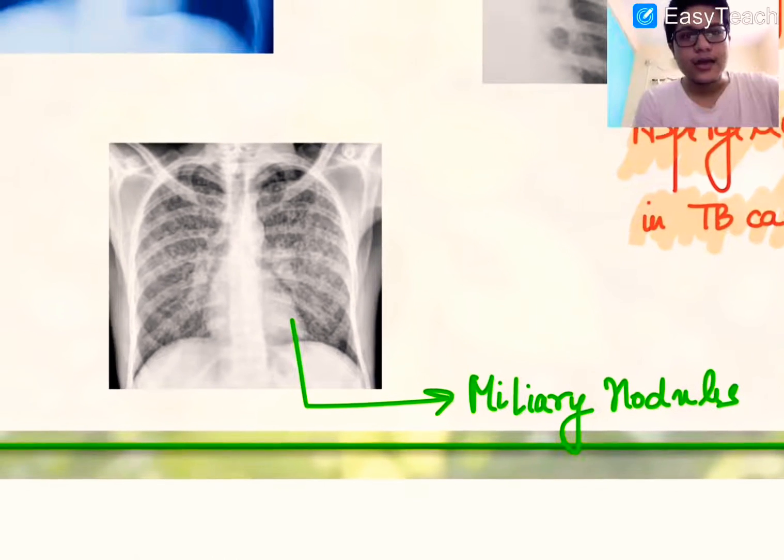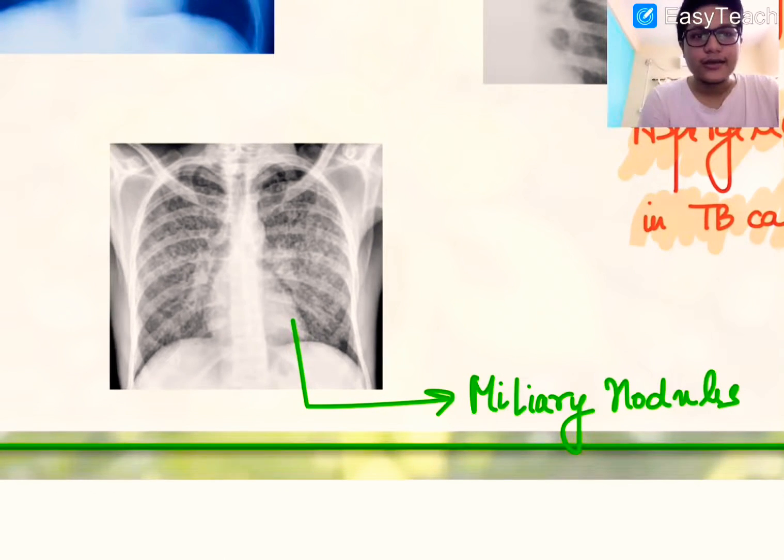Okay, and this is radiological evidence of miliary tuberculosis. You can see the numerous nodules over here spread throughout the lung. There may be evidence of it in other organs as well. Okay, so this is a typical radiological finding of miliary tuberculosis.